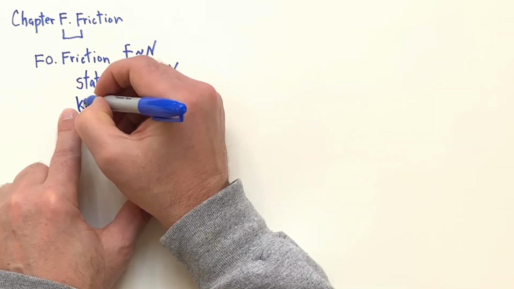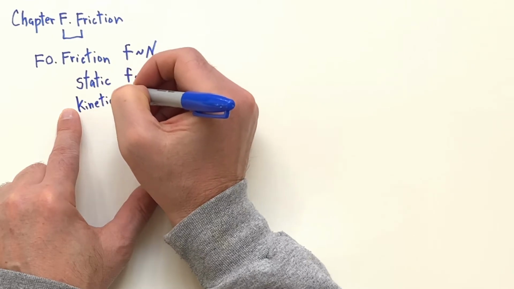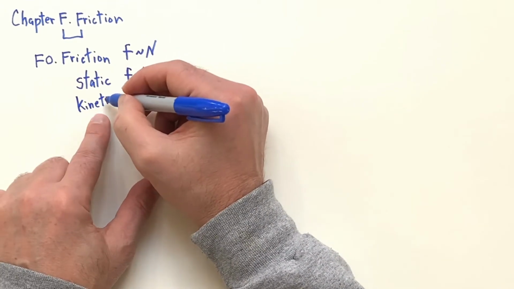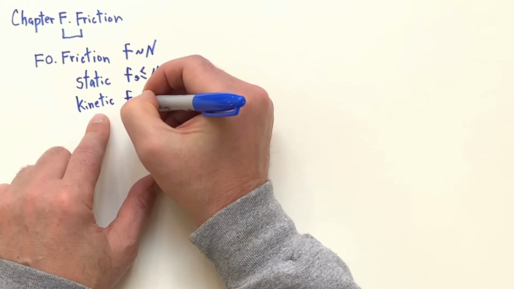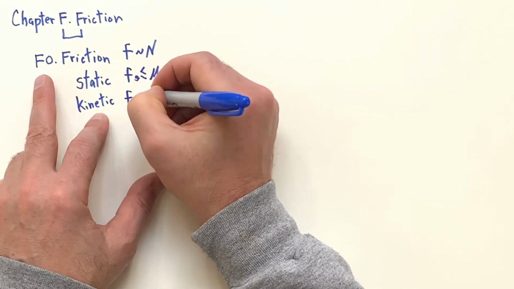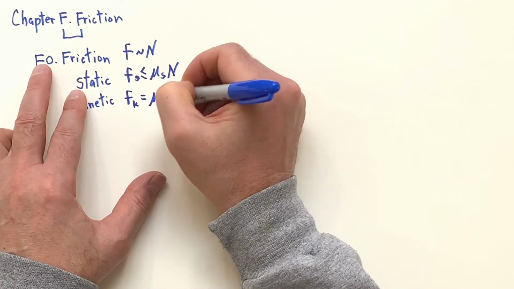And then when it budges, you have a dynamic situation, we call it the kinetic coefficient of friction. When this happens in kinetic friction, we use f_k, and that's equal to mu_k N.